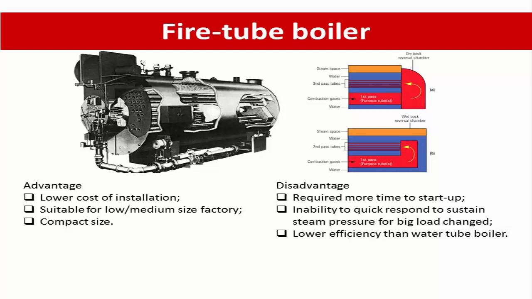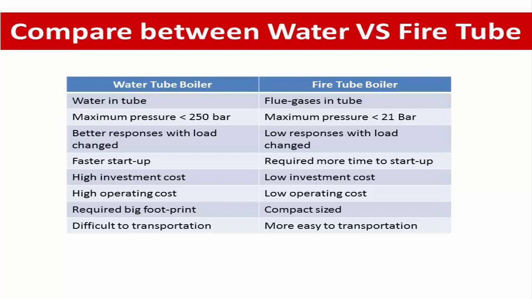Fire-tube boiler is unable to respond quickly to sustain a large load change due to the large volume of water available. The efficiency of the fire-tube boiler is lower than the water-tube boiler due to the thermal radiation loss. Compare between the water-tube boiler and fire-tube boiler.